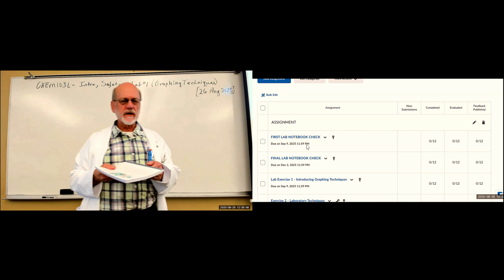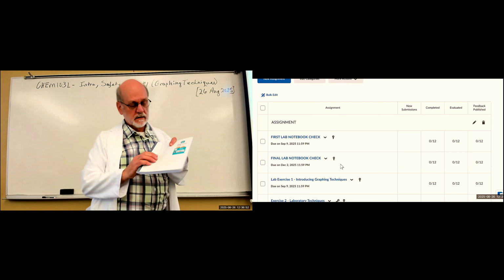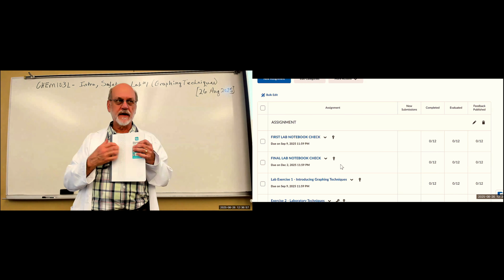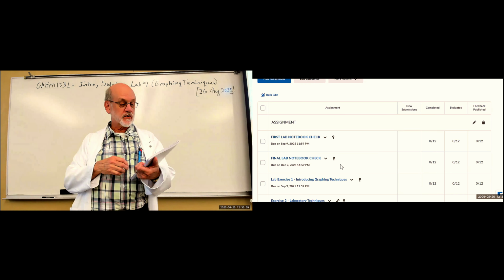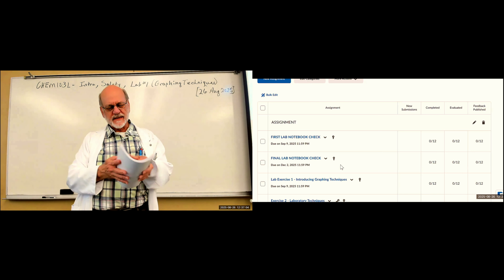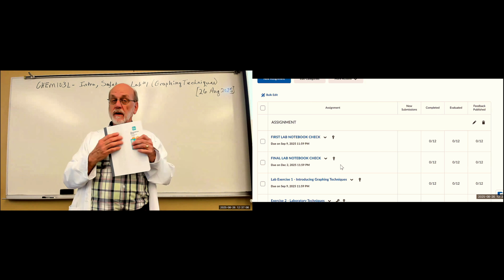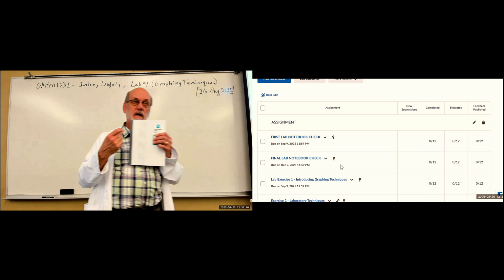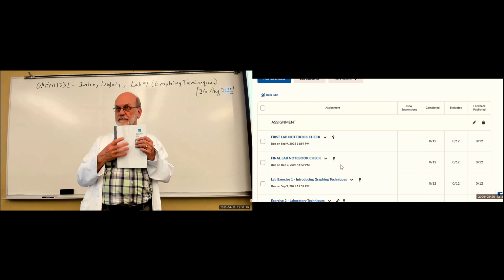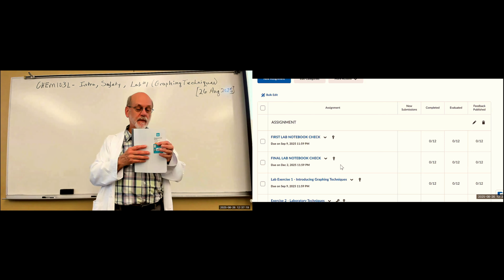All I need to see for that first lab notebook check is, and it's kind of hard to write on this surface if you haven't noticed. Even Sharpies might give you trouble. So if that's the case, then you can write on the inside. But somewhere, I need your name, the class you're in, CHEM103, and the semester. That identifies what this belongs to.